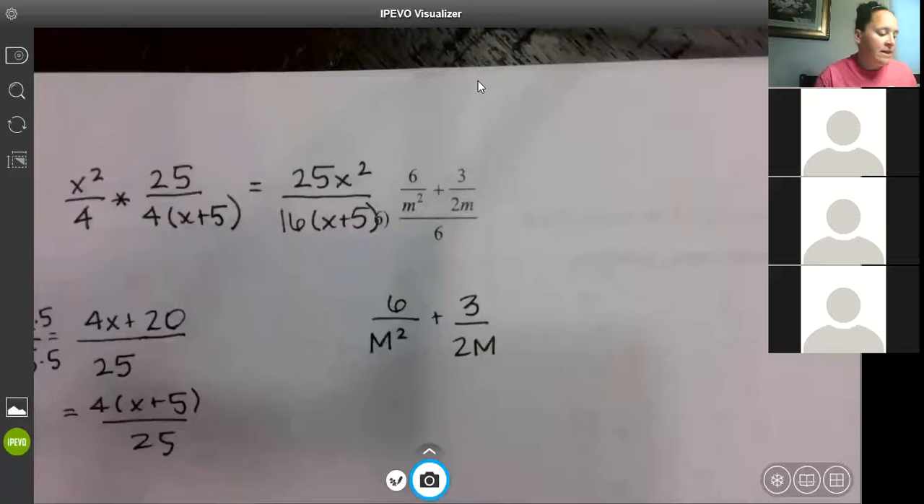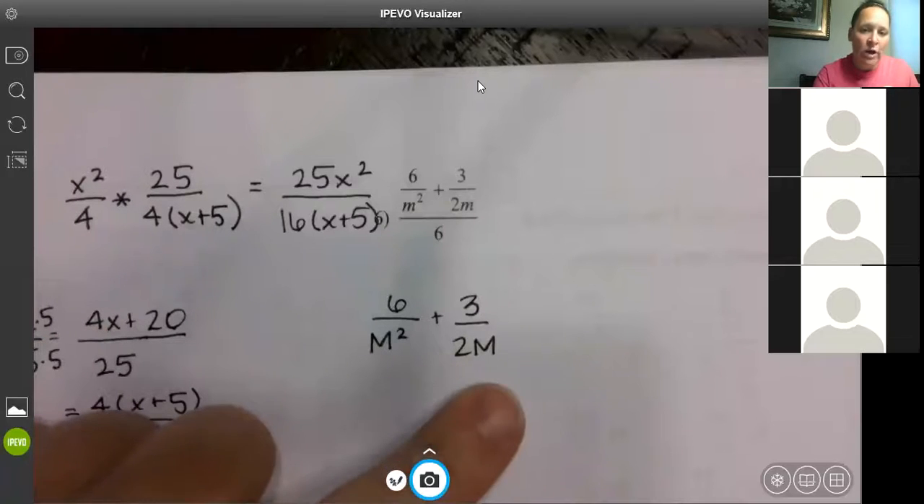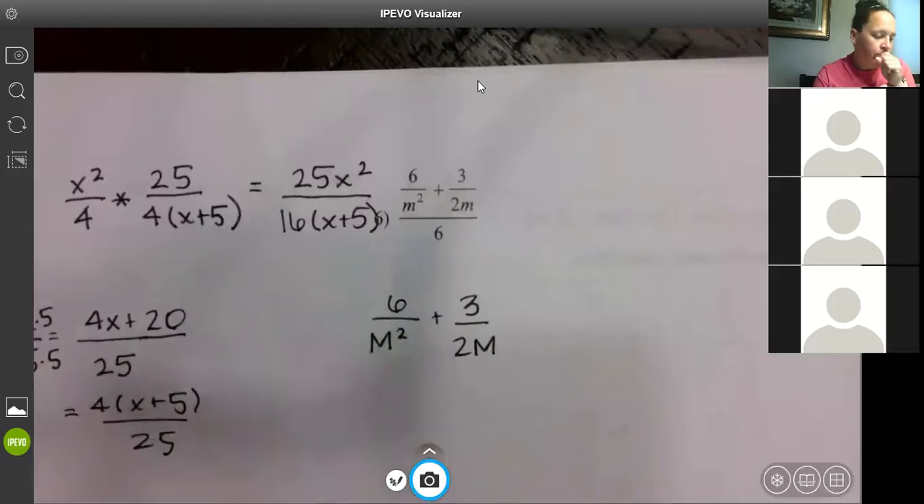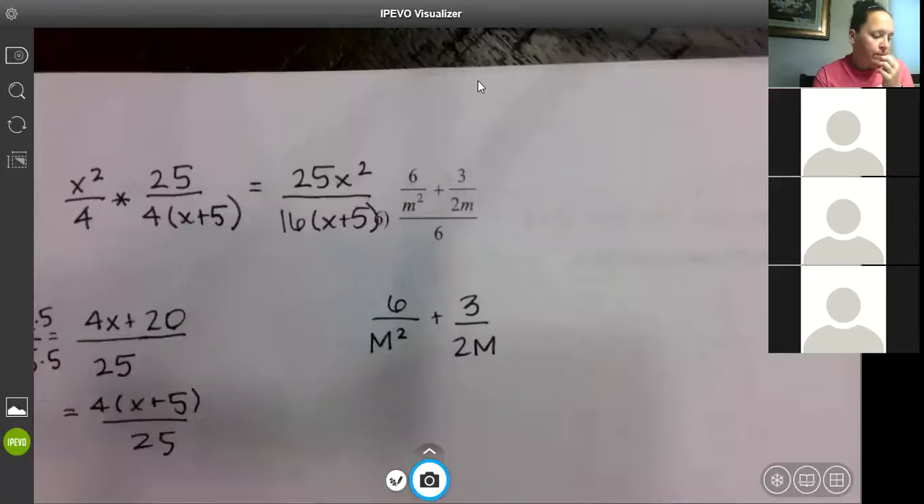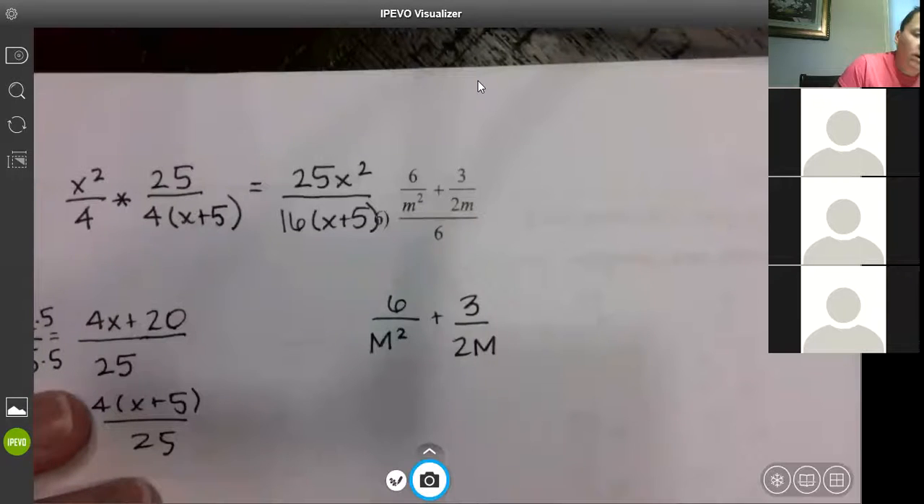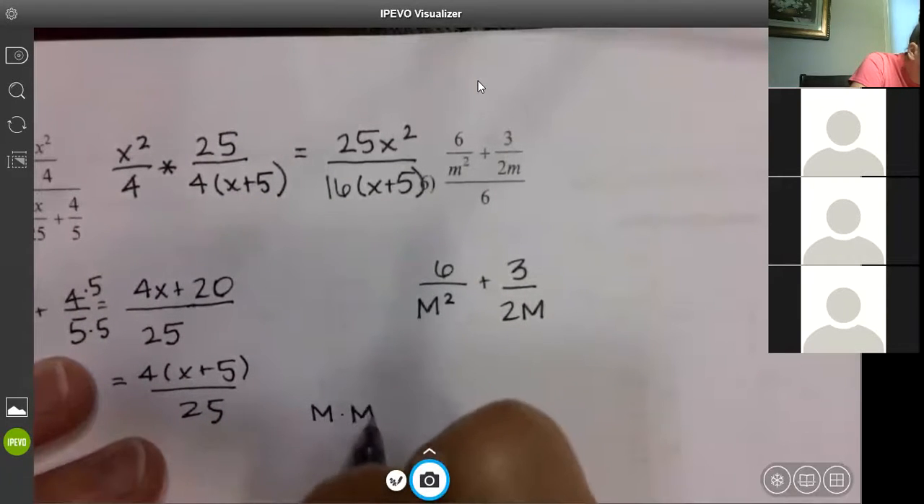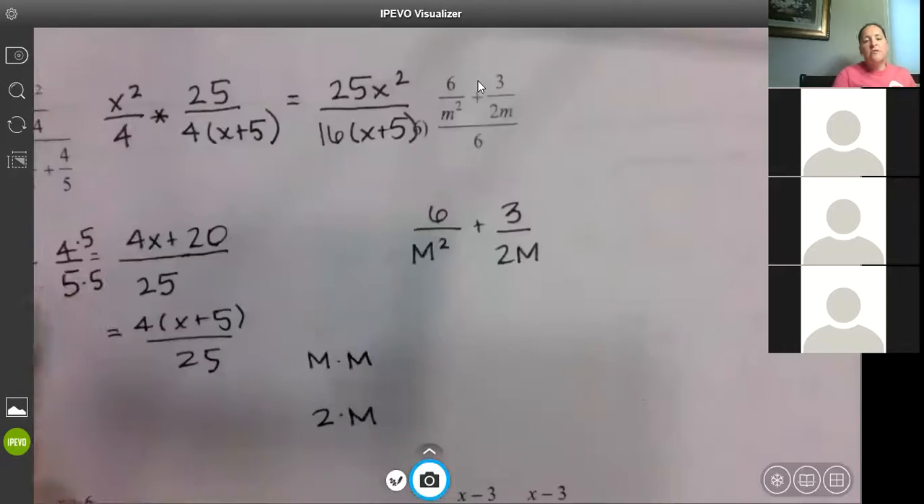So if I'm looking at this, one has 2 m's. This one has a 2 and 1 m. So what does this one need? What does this first one need? Okay, look at it this way. Let me see if I can write it over here. I have m times m for the first one, and I have 2m times this for the second one.